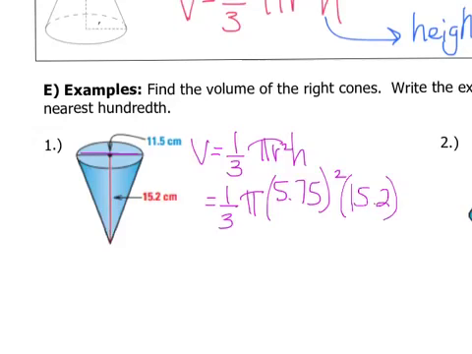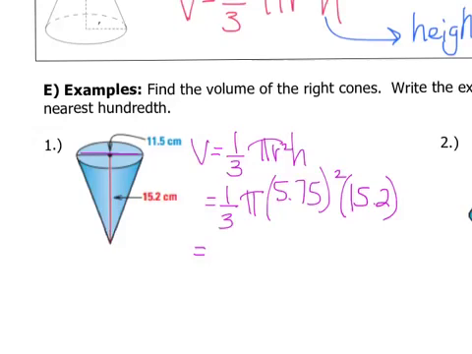All right, now here's how I suggest you enter this in your calculator, okay? I would suggest that you do the 5.75 squared first. So do this with me, 5.75 squared, hit enter. Then multiply that by 15.2, hit enter. Then divide that by 3. That's doing the 1/3. Emily, what did you get when you did that?